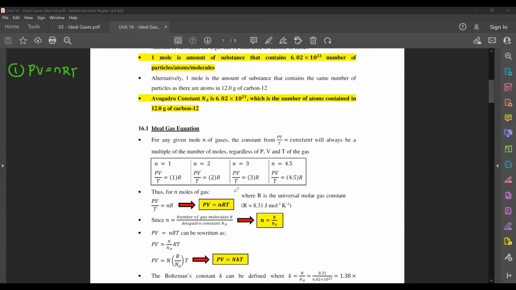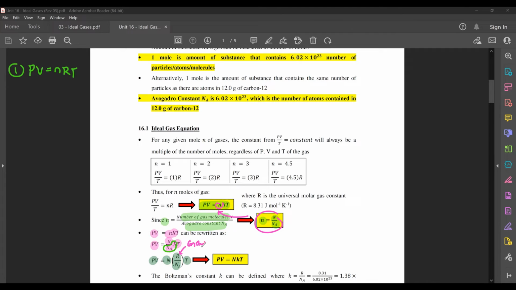If you recall that the number of moles is the number of gas molecules divided by your Avogadro constant, then in this PV equals nRT, if you substitute n into here, you're going to get PV equals N over NA times RT. What you want to do subsequently is group these two constants together, the R and your NA, so that you now get something like this: PV equals N times R over NA, times T.